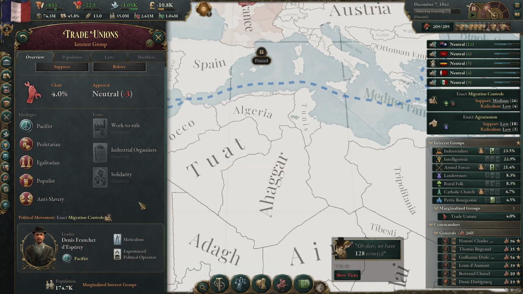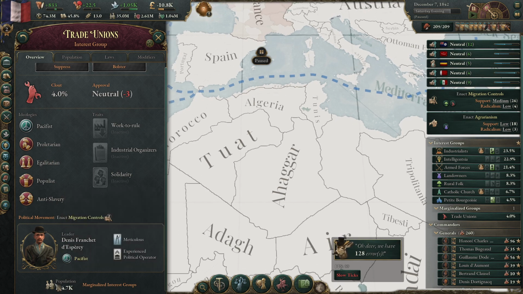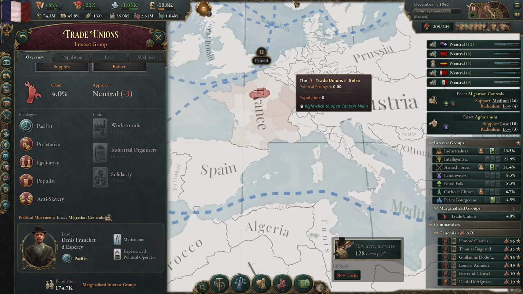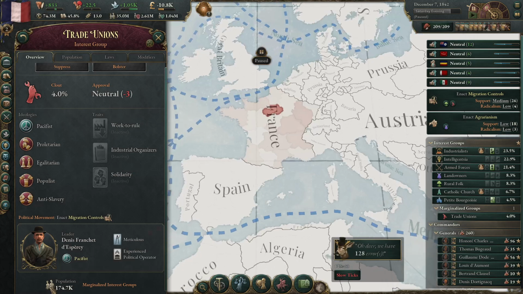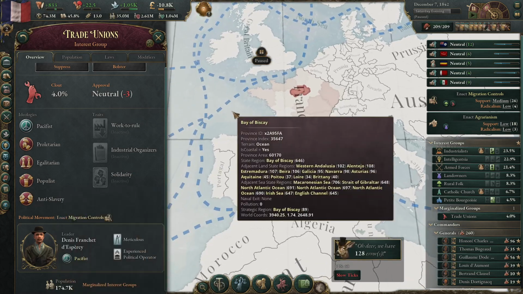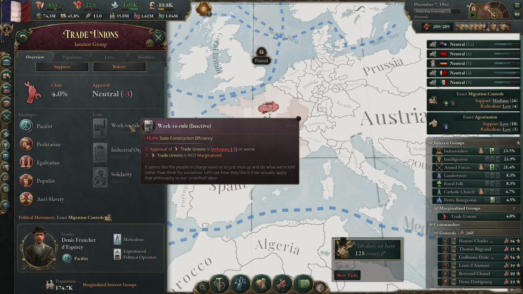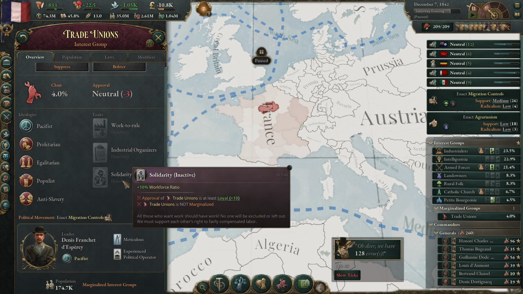So the trade unions are going to be really helpful for you in terms of making your country really powerful in the mid and late game, just because of the laws they support, the population types that support them in turn, because again, as you industrialize, they're just going to become more numerous. As well as these little bonuses. The bonuses that they give you are pretty nice.